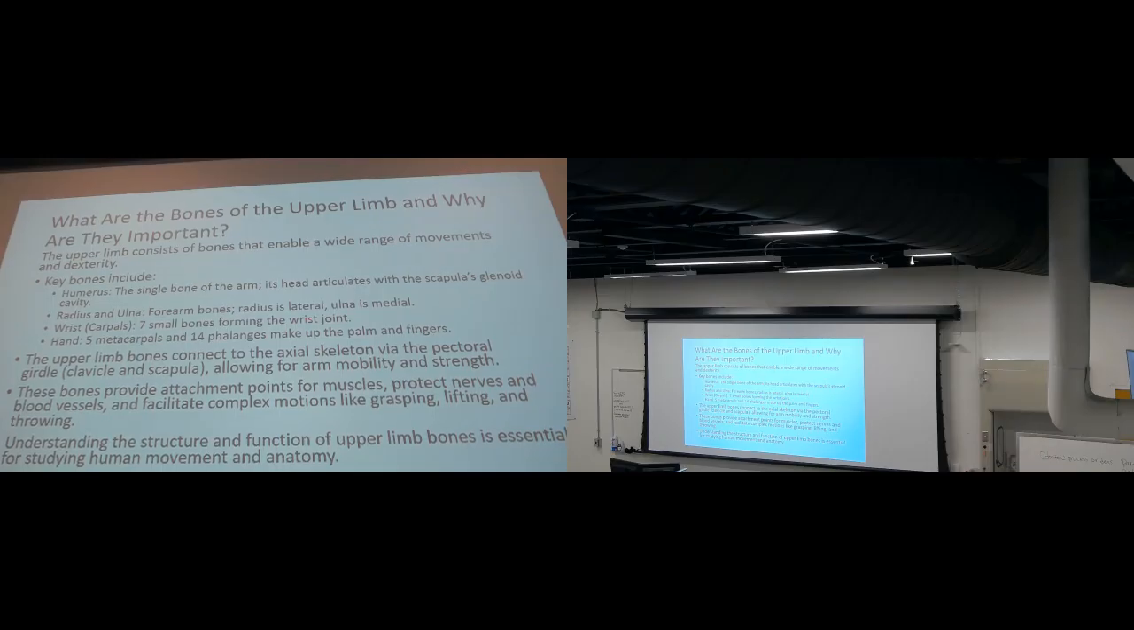So then the upper limb bones connect the axial skeleton via the pectoral girdle with the appendicular skeleton. And the functions of the appendicular skeleton, in the case of the upper limbs, are allowing arm mobility and strength. It also forms points of attachment for muscles of the arm, forearm, and shoulder, and allows the passage of blood vessels and nerves. It protects them, these bones.